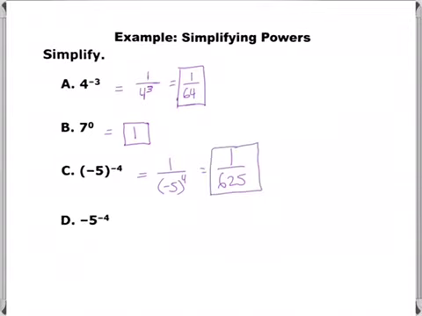And then last but not least, we get negative 5 to the negative fourth power. This time, the negative is not actually included with the 5, so we'll just leave it out in front, and we get 1 over 5 to the fourth power. We can simplify this, and we get a negative 1 over 625.